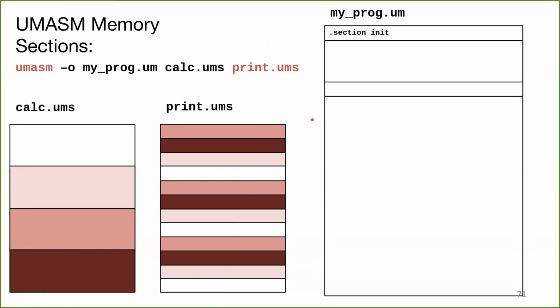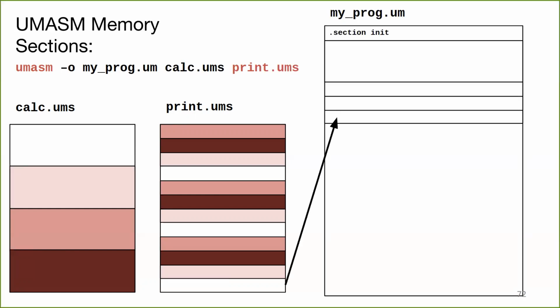Then we keep scanning for more init sections. We found one, so it gets stored next in the file, and then the third init section is appended. Even if inits are scattered across UMS files, as in this example, they will appear right next to each other in the final executable. So when there are no more init sections, what happens next?